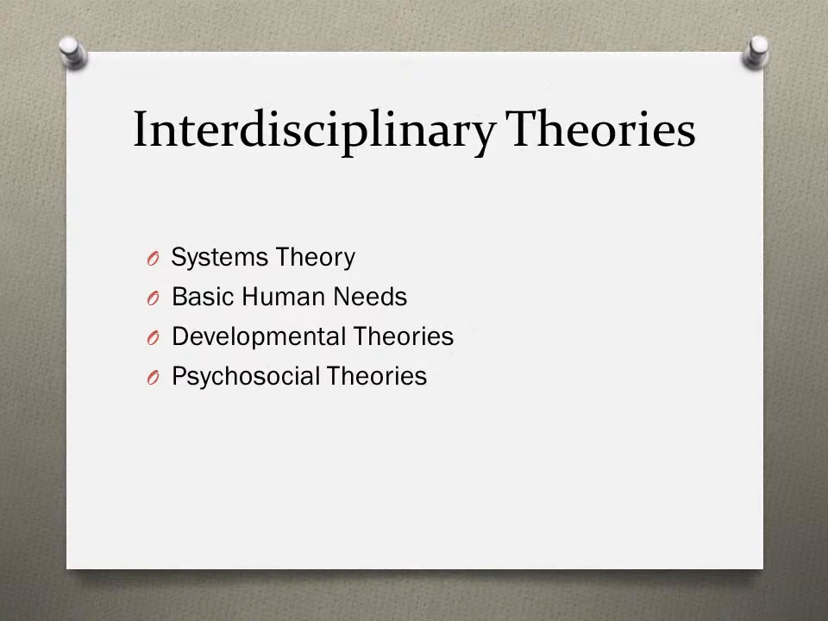A systems theory is a systematic method of organizing and delivering nursing care. It follows the nursing process, or the nursing process is a systems theory. Basic human needs. Look at Maslow's hierarchy of needs. It helps prioritize nursing care based on basic human needs. Developmental theories is a description and prediction of human behavior and development, and it helps develop plans of care. And psychosocial theories explain and predict human responses in particular situations.